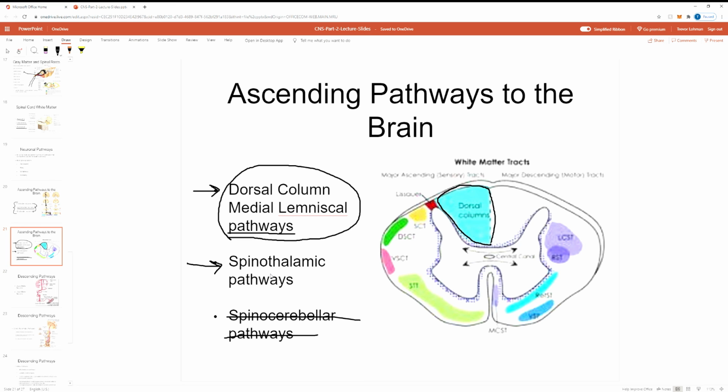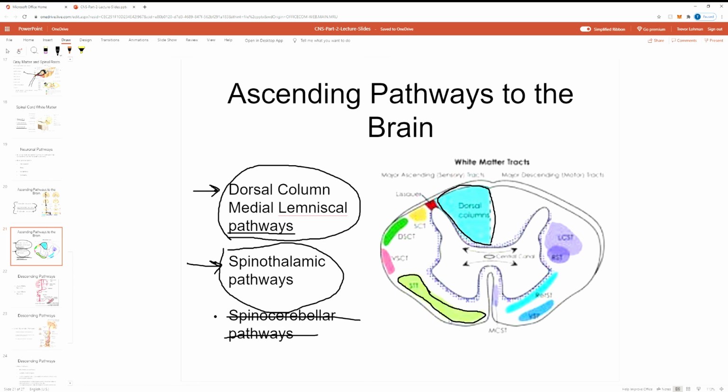Or I could say the ability to know where your limbs are in space. That's proprioception. You would lose that ability if this pathway was damaged. Compare that to the spinothalamic pathway. It carries the modalities of pain, temperature, and light touch. And the second-order neurons of the spinothalamic pathway travel anteriorly.